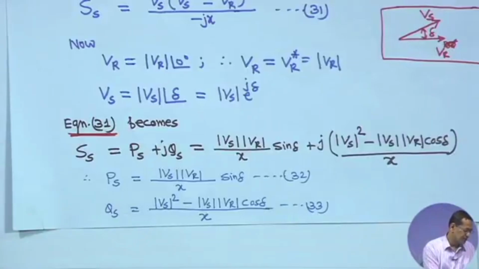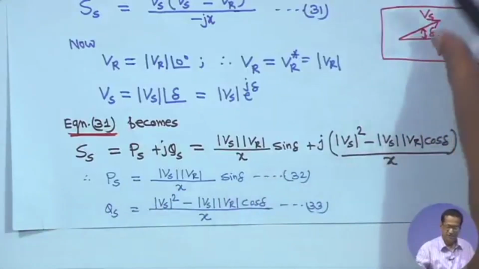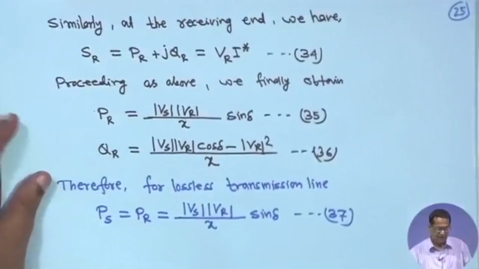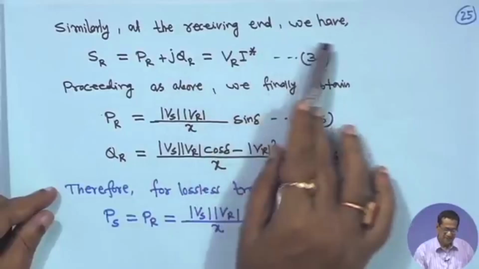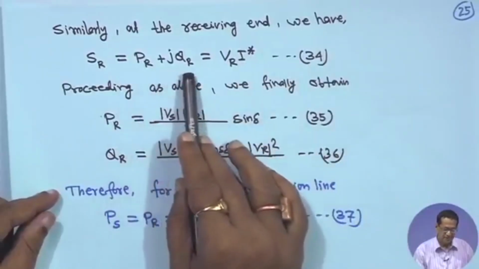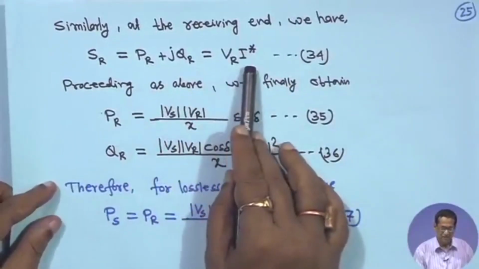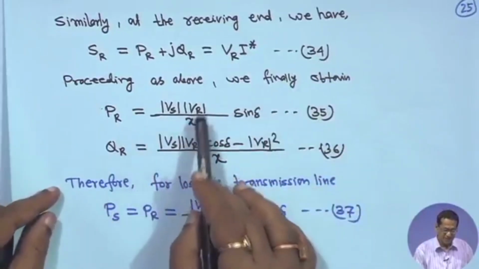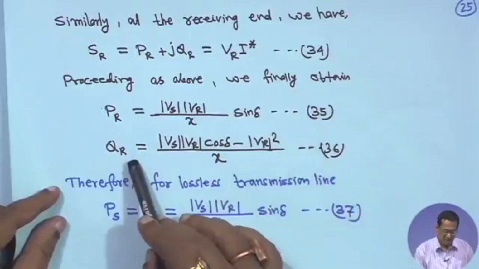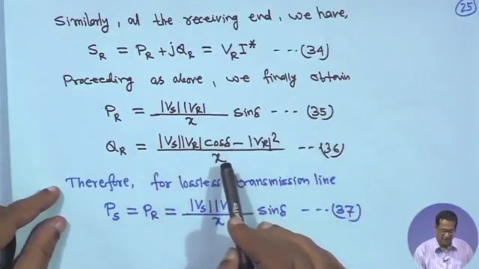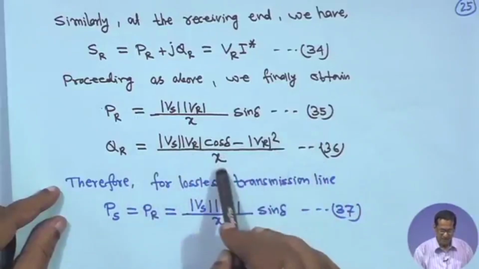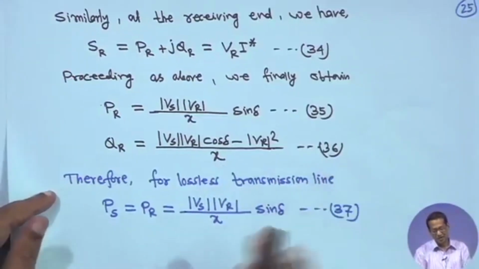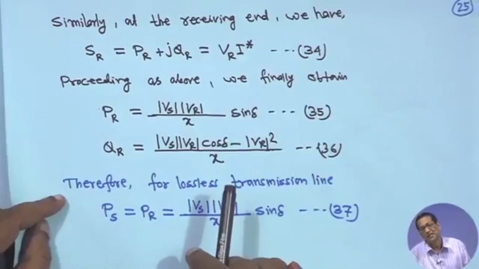Now, in a similar way, at the receiving end we have S r is equal to P r plus j q r is equal to V r I conjugate. If you proceed in a similar way, you will get P r is equal to V s V r upon x sin delta, and Q r you will get V s V r cos delta upon x minus V r square upon x. This is equation 36, but here our objective will be considering real power.